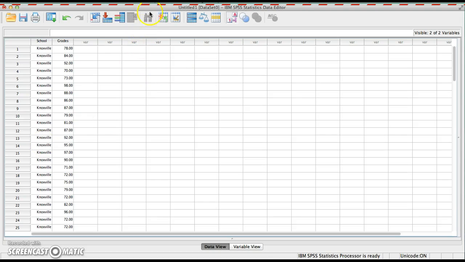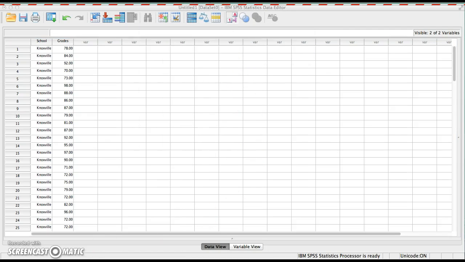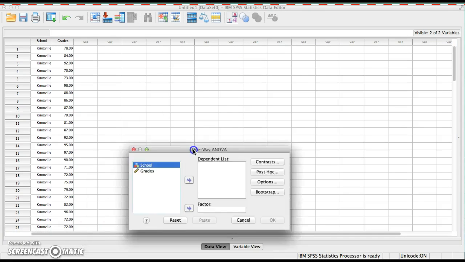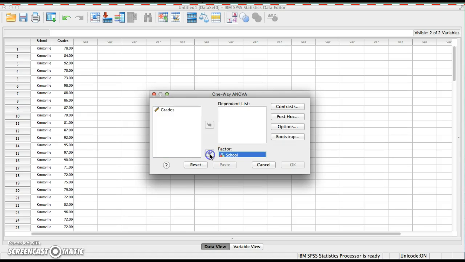Now, the way we run our one-way ANOVAs, we go to Analyze, Compare Means, and One-Way ANOVA. Now, to run your one-way ANOVA, you've got your dependent and factor variables, but dependent and independent variables. Now, remember we said our independent variable is group, so we put that in our factor. So schools are independent, and that goes into factor.